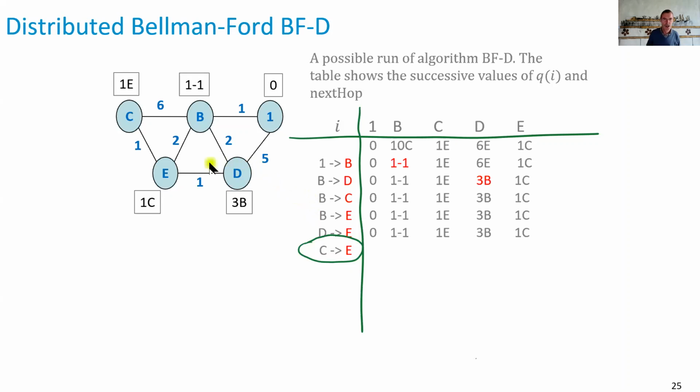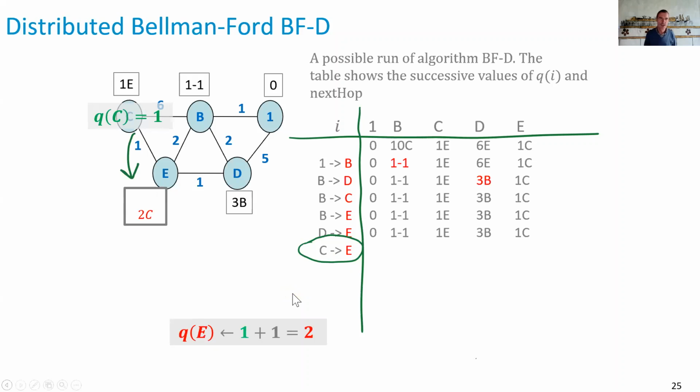Here we zoom again on node C, right? The table shows the successive values of q of i and the next hop. So we need here just the distance. So E believes it is at a distance of 1, but also it believes the next hop is C, perhaps because C was giving a distance of 0 or whatever. Then when E receives from C a message saying my distance is 1, then E will accept it because C is the next hop and will force its value to be 2 here.